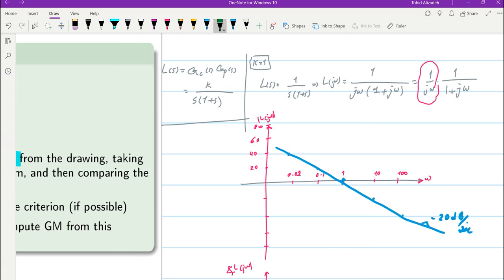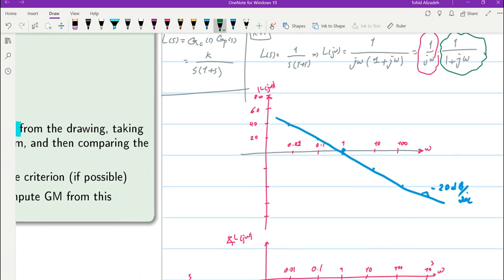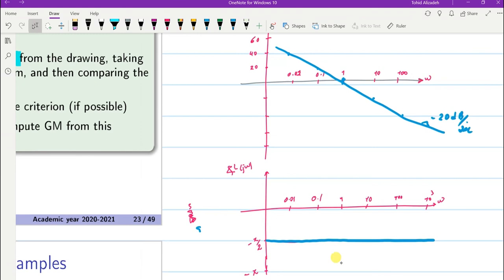Now we have the second term, which is 1 over (1 plus j omega). For 1 over (1 plus j omega), we will have the phase starting from 0. At omega equal to 1, it will become minus pi over 4. And at infinity, it will become equal to minus pi over 2. Approximately, we can draw the phase plot for the system like this. So it's always below 0.